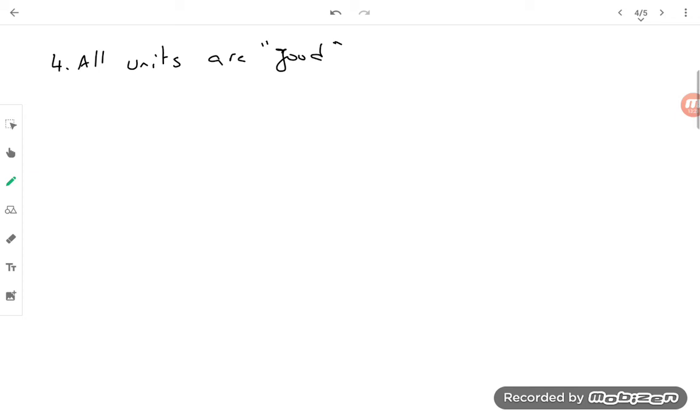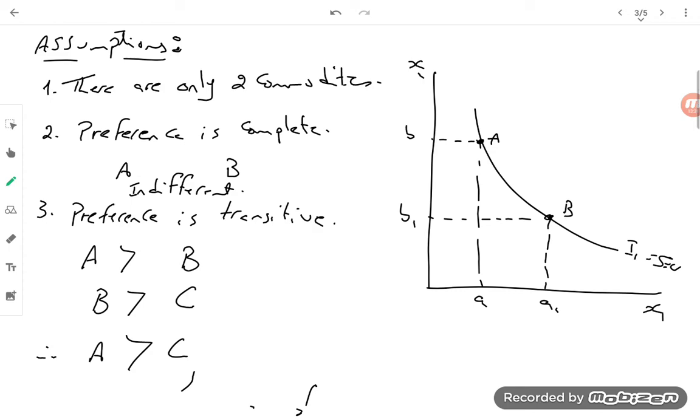So based on the 4 assumptions, now we can define the indifference curve as a curve that represents all combinations of two goods that give the consumer the same level of satisfaction.